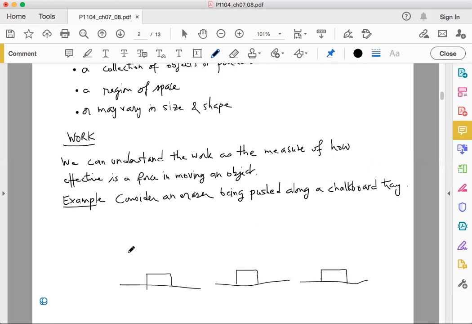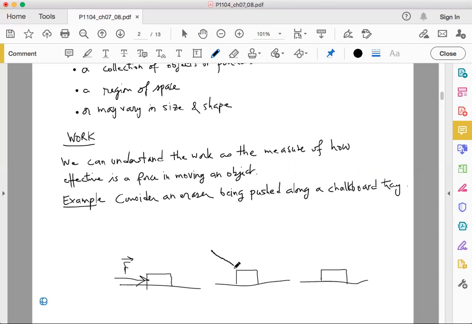So actually I will discuss with you a few cases, 3 cases with this eraser. Suppose that you are applying a force on this eraser, okay? In the first case, let's say that we are applying a horizontal force F. So if you apply a horizontal force F, the eraser will move, and actually it will move to the right. There is nothing surprising in it.